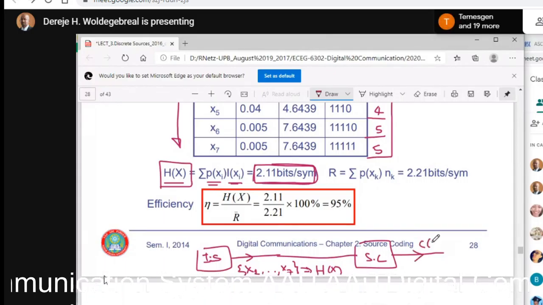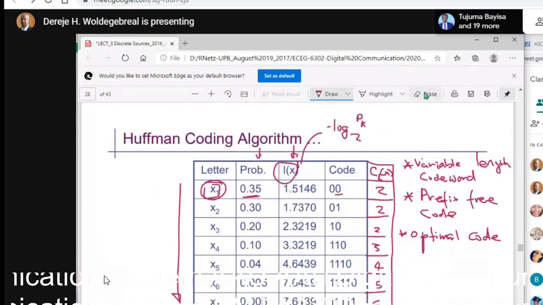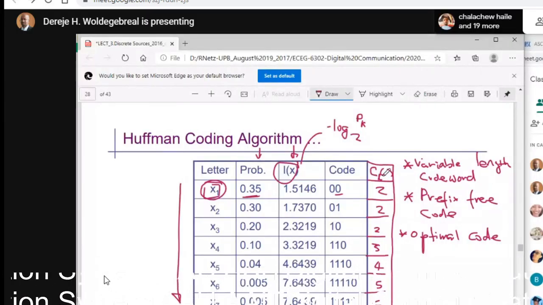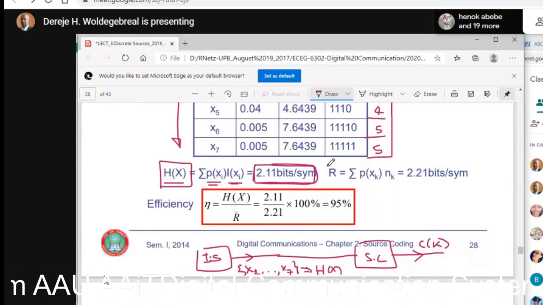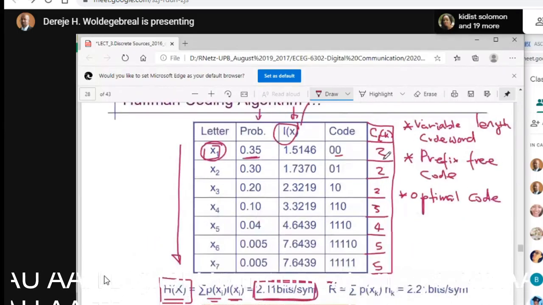So the code was generated. Now, how much would be the average length of each code? Average length of the code is the length of each code word weighted by the probability of occurrence.